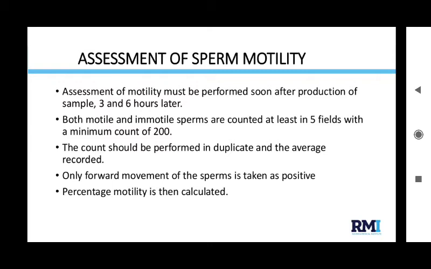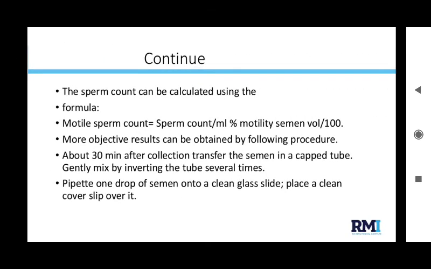So first of all, motility: what percentage are motile sperms and immotile sperms? Among the motile sperms, only forward moving sperms are taken as positive count. So that is something about motility. The motile sperm count can be calculated by the formula: motile sperm count is equal to sperm count per ml times percentage motility. More objective results can be obtained by following a procedure. These exact procedures are given. You can go through the slide.